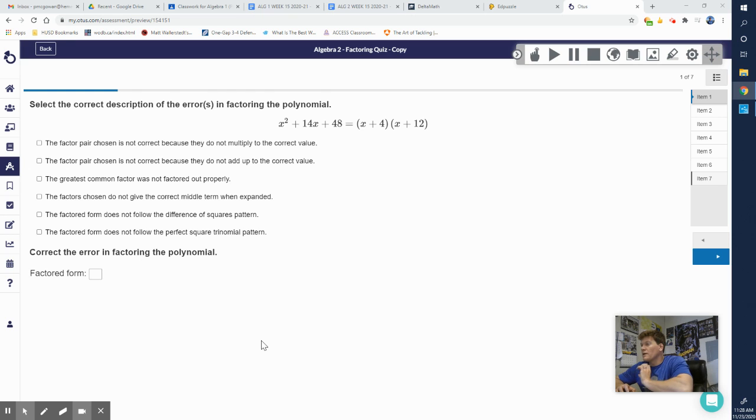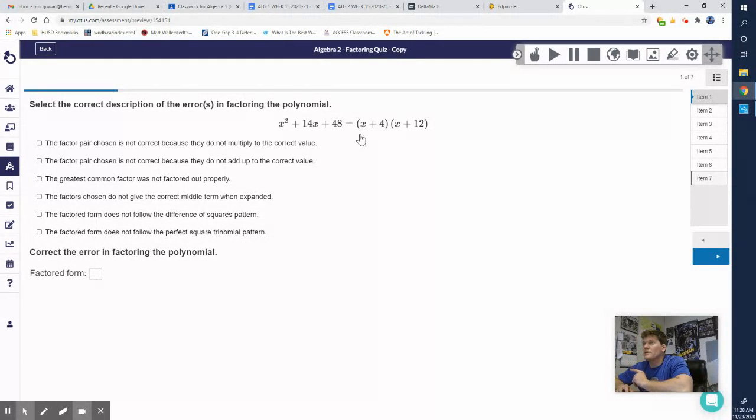Alrighty, guys, let's get into the quiz corrections for that factoring quiz. Looking at the first one, we had 7 problems. Looking at this first one here, you had x squared plus 14x plus 48, and they broke it down to be x and x, 4 and 12, with pluses in between. Now, remember, that's basically what we want.